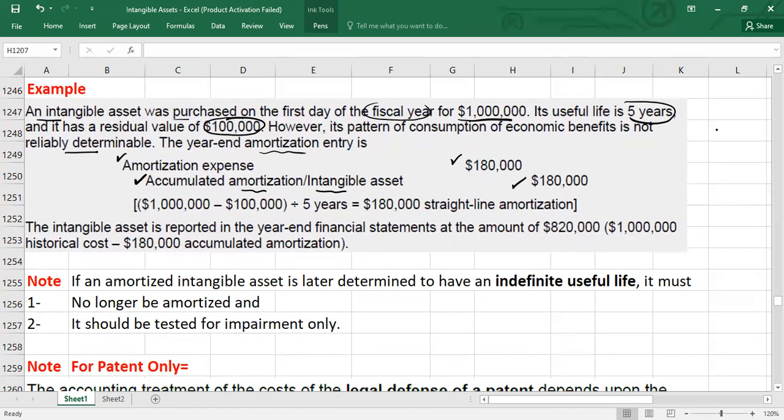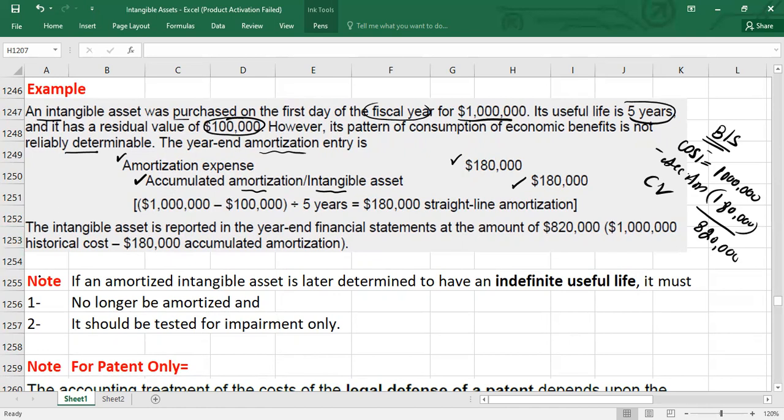Now, if you want to calculate the carrying value in your balance sheet, this is how you will calculate. You need the cost of the asset, which is 1 million, minus accumulated amortization. Because it's only the first year, your accumulated amortization is $180,000. So you will subtract. So $820,000 will be the carrying value at the end of the first year.